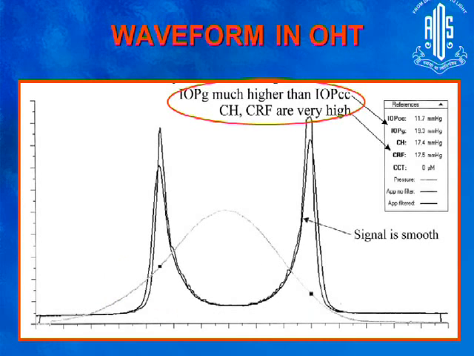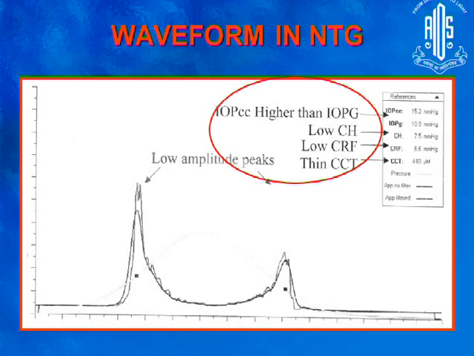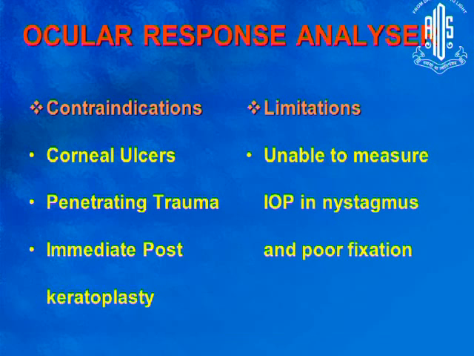In ocular hypertension, intraocular pressure by Goldmann is much higher than the corneal compensated pressure. Corneal hysteresis and corneal resistance factors are increased. The values are around 17. In normal tension glaucoma, the corneal hysteresis and corneal resistance factors are low, the value being below 8, and the corneal thickness is thin. What are the contraindications?